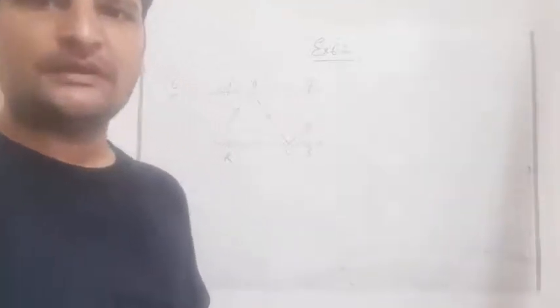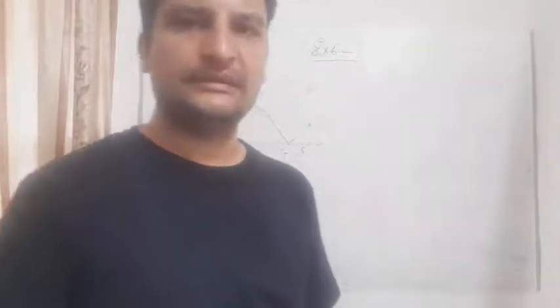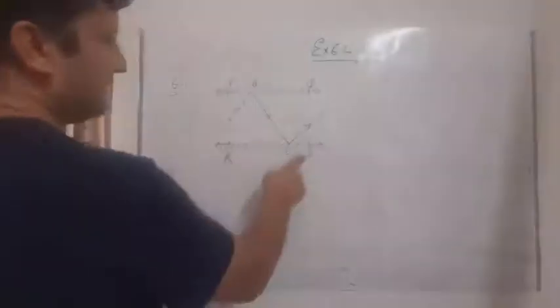Students, now question number 5 is a very easy question. You can do it yourself with the help of alternate angles and corresponding angles like this. Now we are doing question number 6. In this question I have made the figure: PQ and RS are the two mirrors.